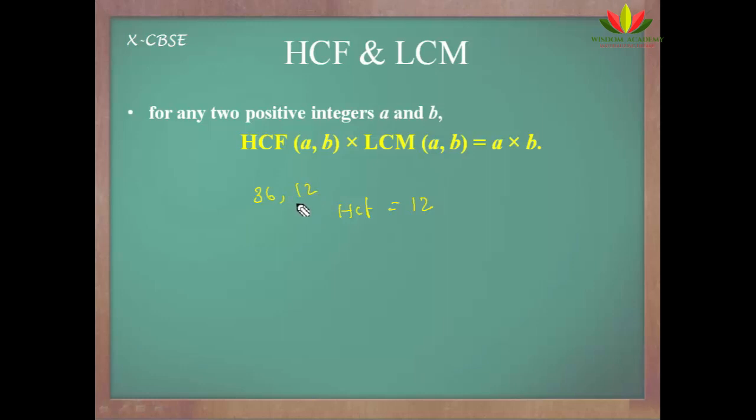And we can find the LCM. We need not find it by any other method. We have a formula: A into B is equal to HCF into LCM. I know the HCF, so I can find the LCM. That is, LCM is equal to A into B divided by HCF. What is A here? 36. What is B here? 12. And what is the HCF here? 12. So what is my LCM? 36. Okay, so it is the easiest way of finding the LCM if you know the HCF.